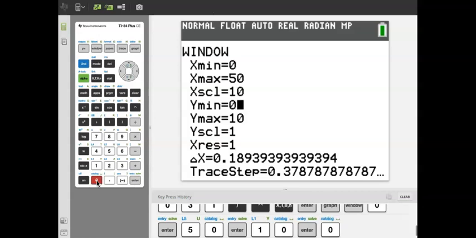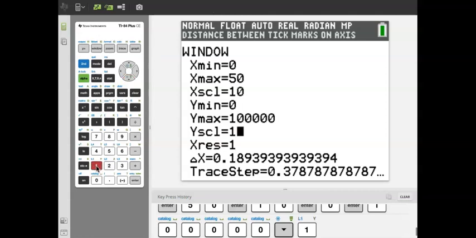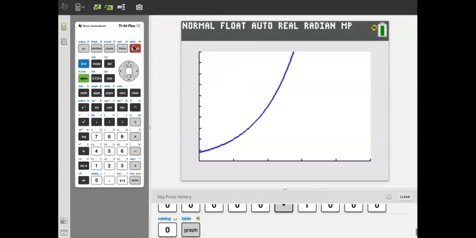Now for my y's, I'm going to start at 0, but think about your y maximum. Your bank number 2 account is starting at $10,000 and increasing from there. So we definitely need to make sure that our y values go beyond $10,000 and maybe quite a bit past $10,000. So I'm going to start with $100,000 and let's just see what we see. We may need to adjust quite a bit more. So for my y scale, I'm going to go ahead and do 10,000. So now let's hit graph, see what we see.